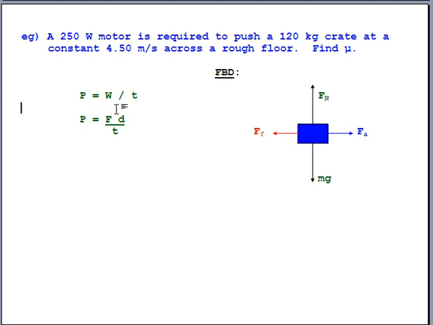There's a slightly more refined way. Instead of saying that, you could look at this d divided by t. In stories where they say it's a constant speed, whenever you see d divided by t, that's actually the velocity. So for constant speed stories, power is actually force times the speed that you're pushing this thing. I'm going to use that.